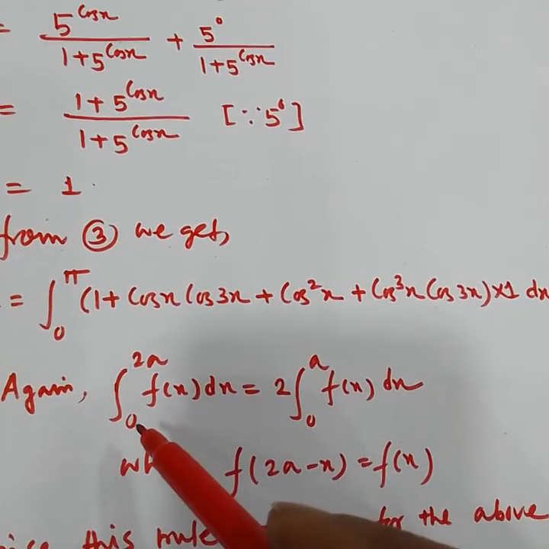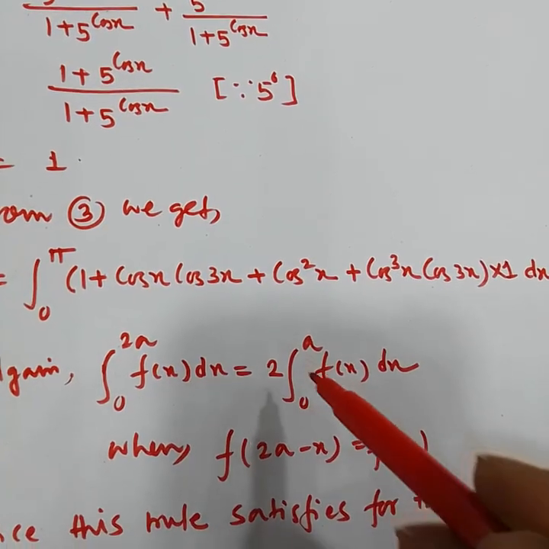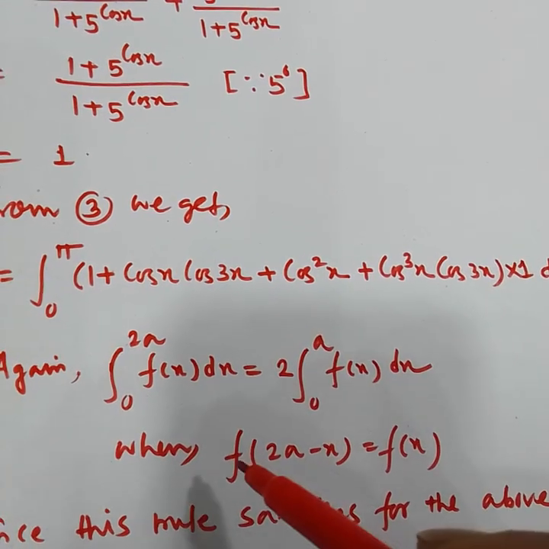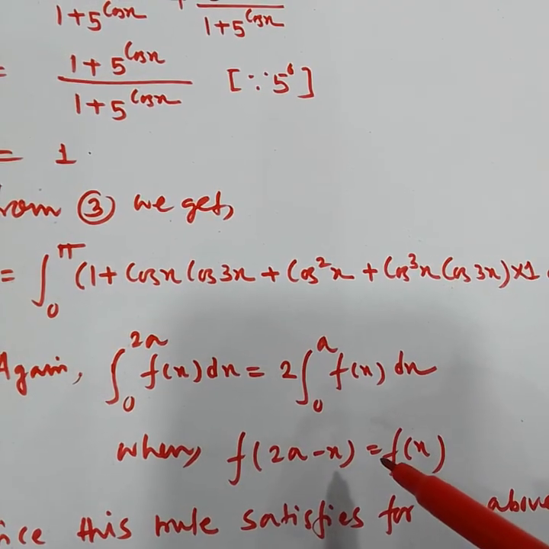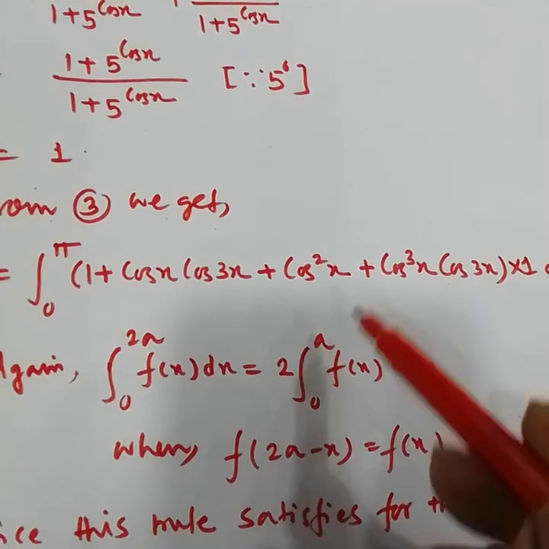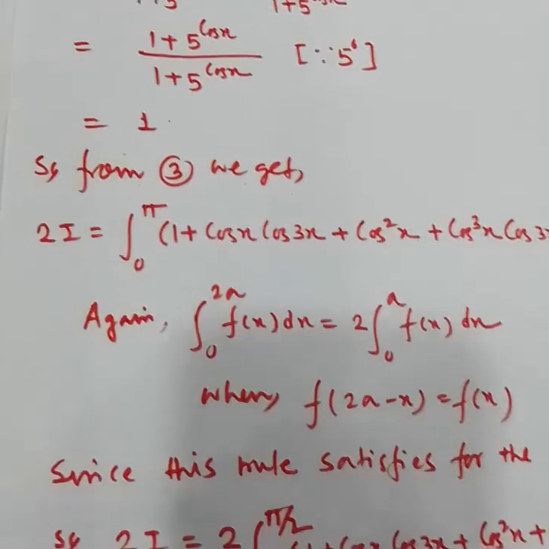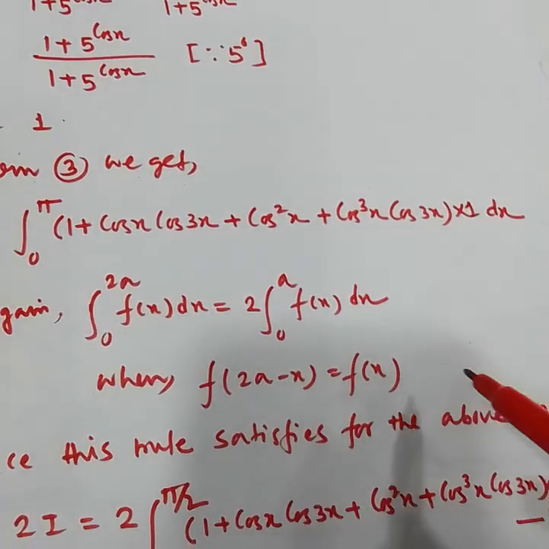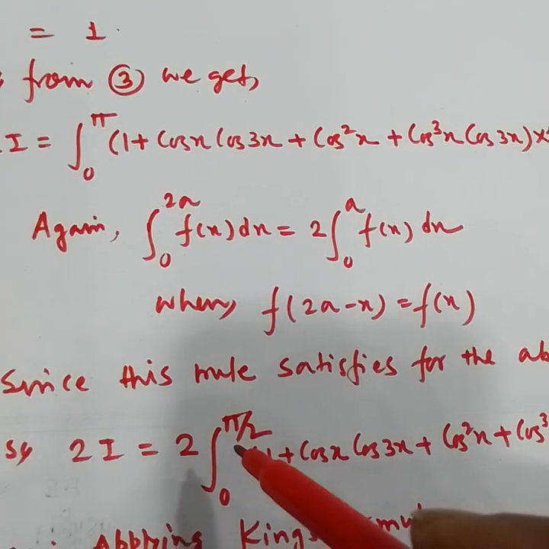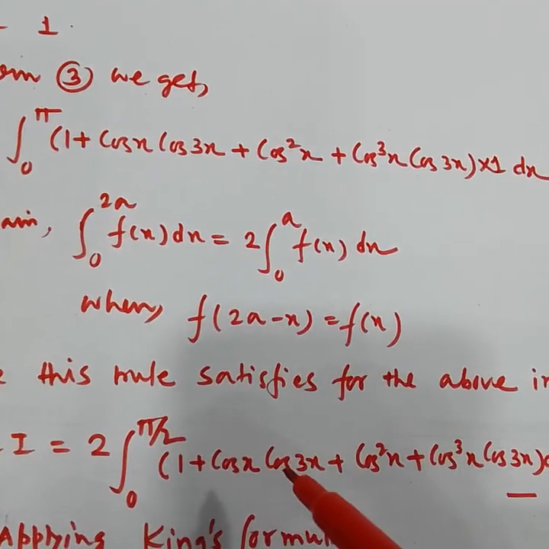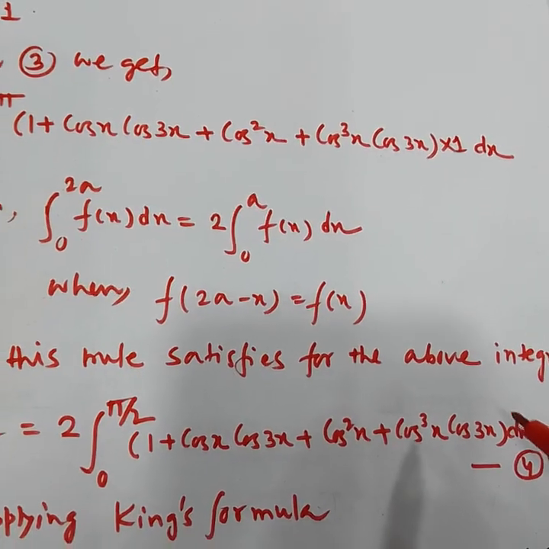And now again we know that the integral from 0 to 2a of f of x dx equals twice the integral from 0 to a of f of x dx, when f of (2a minus x) equals f of x. Just above we see that this expression follows this rule, and since this rule is satisfied for the above equation, we can write twice I equals 2 into the integral from 0 to pi by 2 of (1 plus cos x cos 3x plus cos square x plus cos cube x cos 3x) dx.